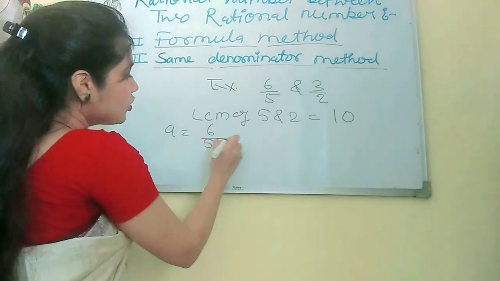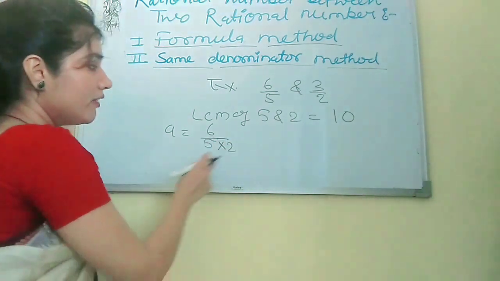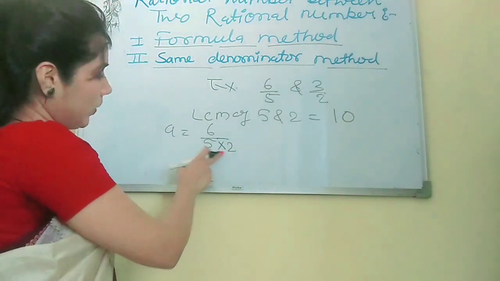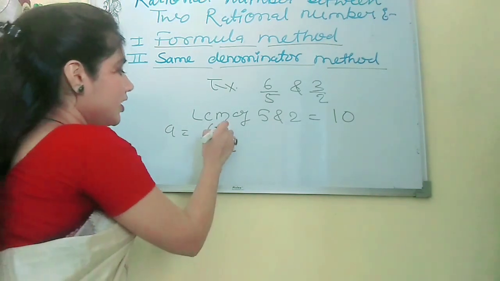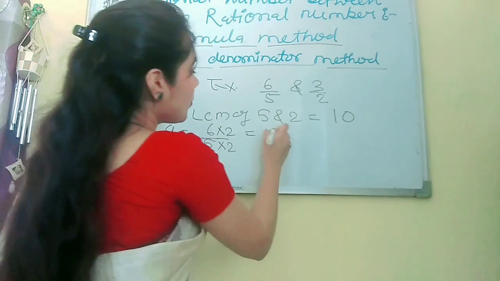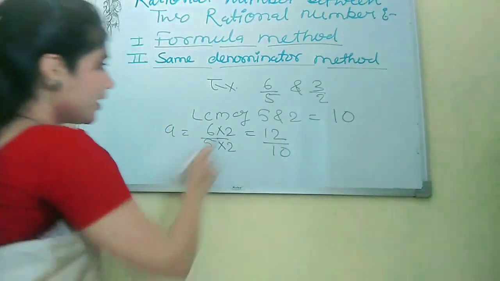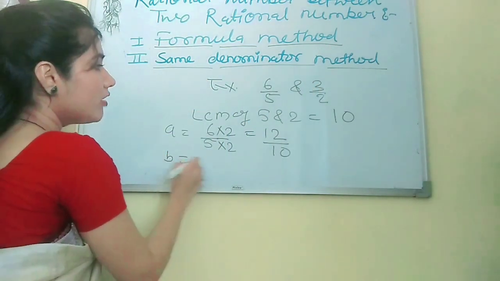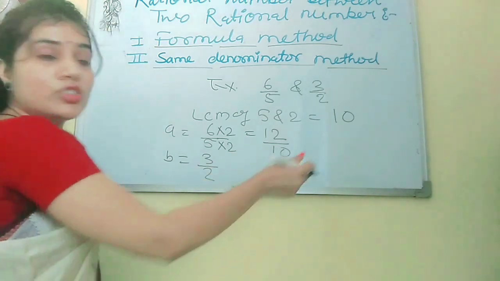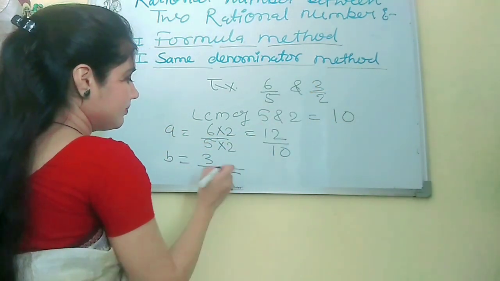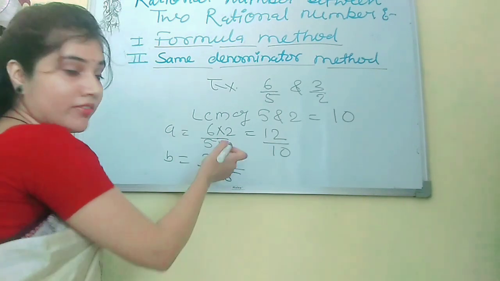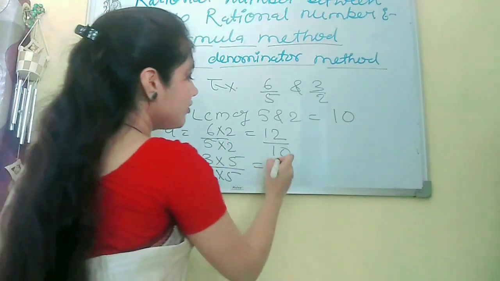Now we assume this is a, and to make the denominator 10, what do we have to do? We have to multiply by 2. And if we multiply 2 in the denominator, we should multiply the same number in the numerator. So what will we get? 12 by 10. Similarly b equals 3 by 2, and we will make the denominator 10. We have to multiply by 5, and we have to multiply 5 in the numerator also.